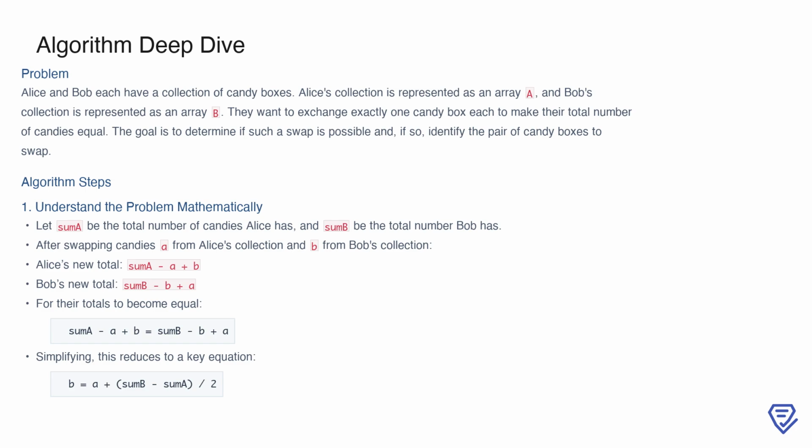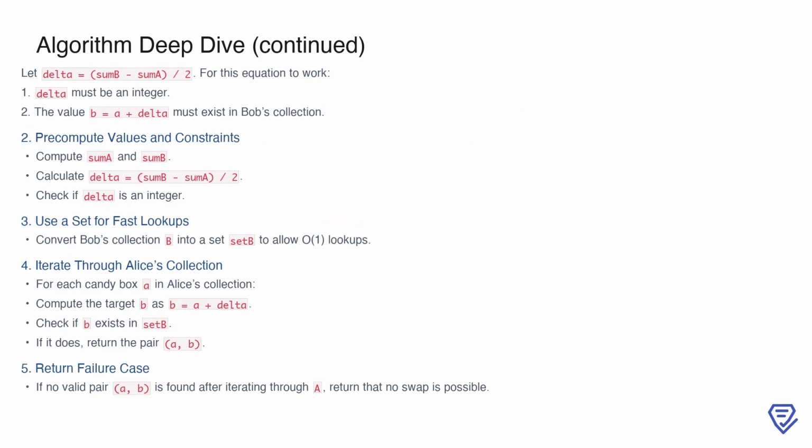This equation is the foundation of our solution, as it connects the values of a and b that would result in equal totals for both Alice and Bob. We define delta as (sumB - sumA)/2. For the equation b = a + delta to work, two conditions must be satisfied. First, delta must be an integer, as candy boxes are whole numbers. Second, the value b = a + delta must exist in Bob's collection.